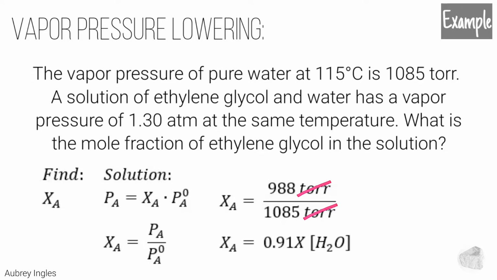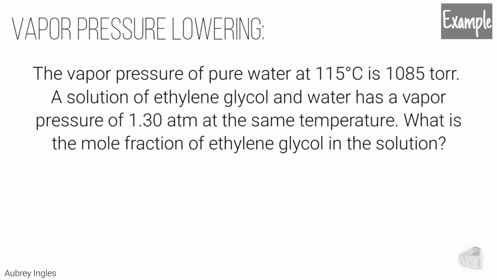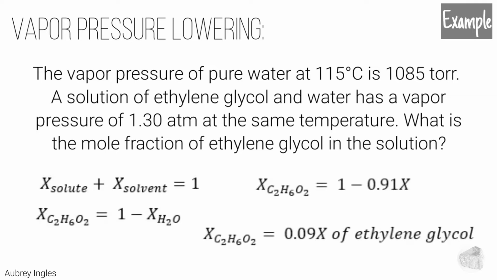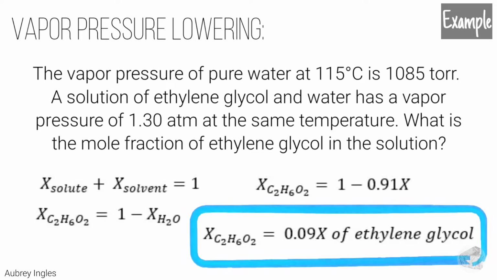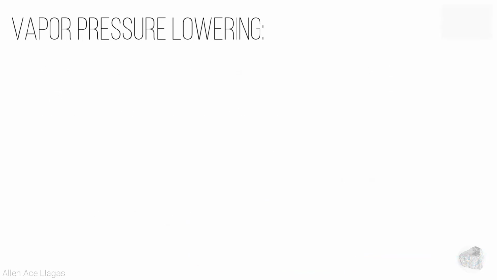But this is actually the mole fraction of the solvent, water, and not ethylene glycol, the solute. We must remember that the mole fractions of solute and solvent together is equal to 1. So by deriving it in terms of the mole fraction of the solute, like this, we will know that 0.09x is the mole fraction of ethylene glycol.